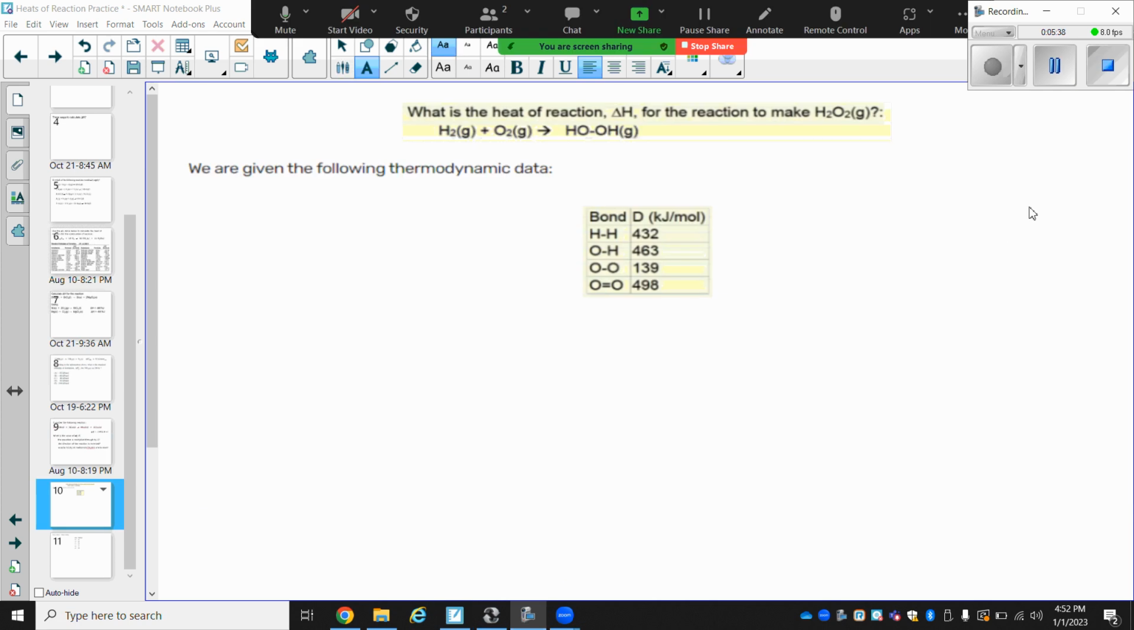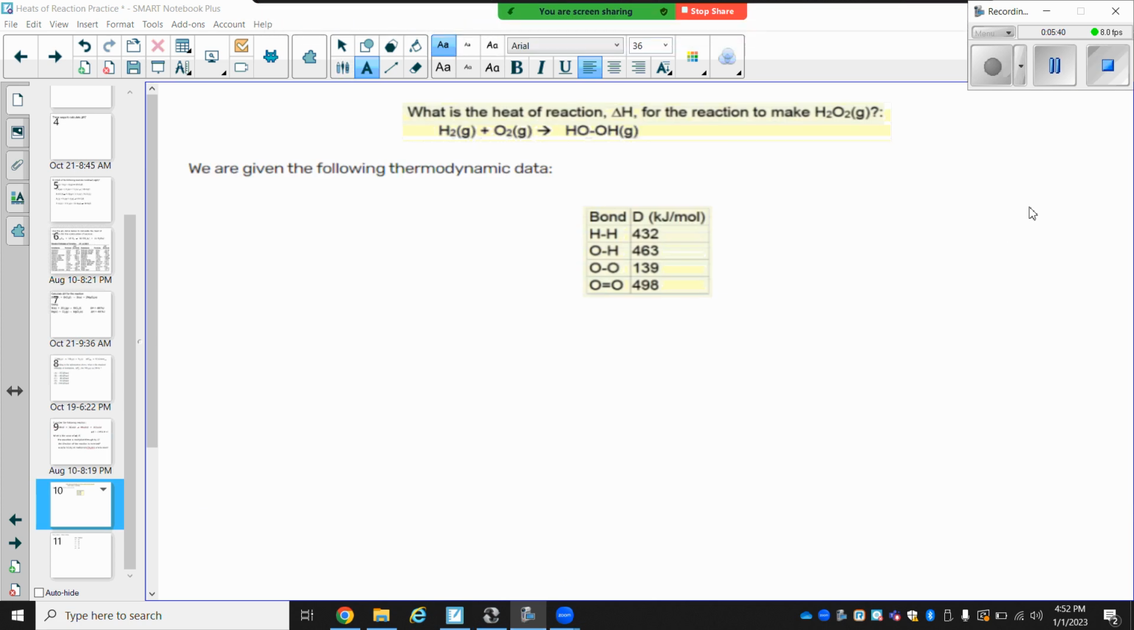All right, so the ones that we have not done yet are the ones with the bond dissociation energy, or BDE. So here it gives us an example. It wants the delta H for the reaction to make hydrogen peroxide, which is the H2O2, and it gives us the equation. Sometimes the equation will be listed out. Sometimes these will be drawn out so you know what type of bonds you're dealing with.